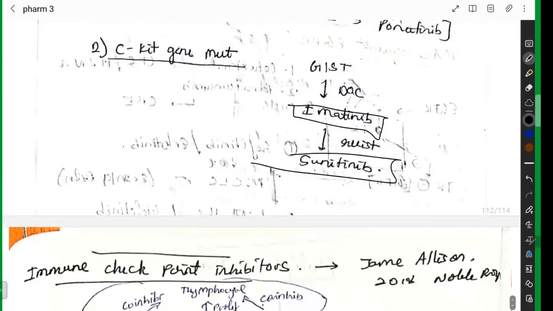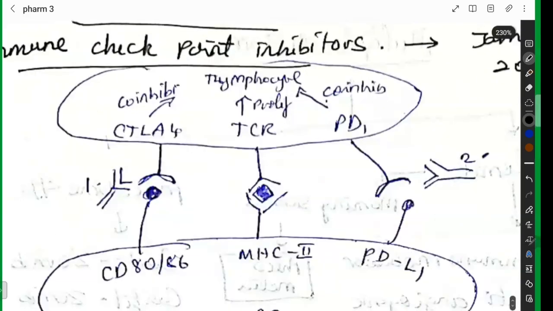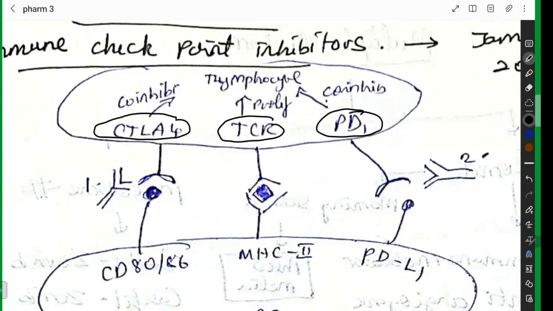The final topic of your anti-cancer drug is going to be your immune checkpoint inhibitor. What is immune checkpoint inhibitor? This was discovered just in 2018, and Dr. James Allison got Nobel Prize for this 2018 discovery. So what happened is inside a cell, you're going to have three checkpoints. Number one, CTLA4. Number two, TCR, T cell receptor. And you're going to have PD1. These are the three checkpoints which are going to check your T lymphocyte.